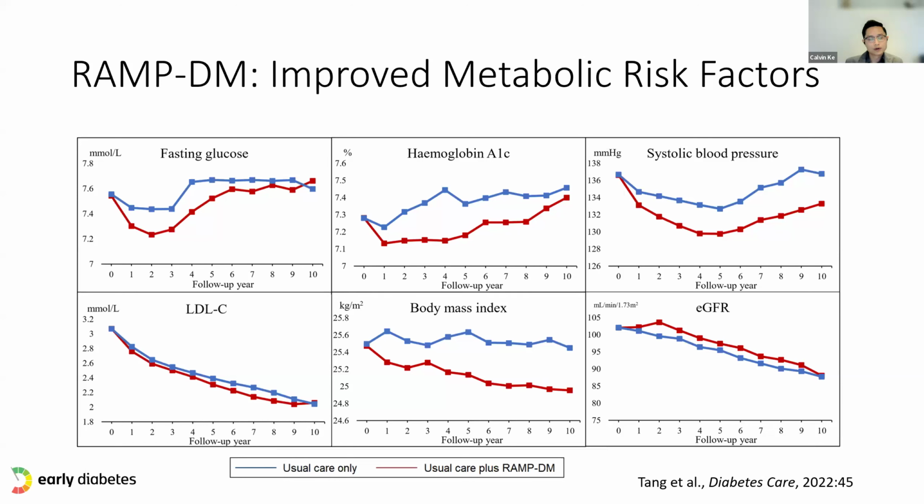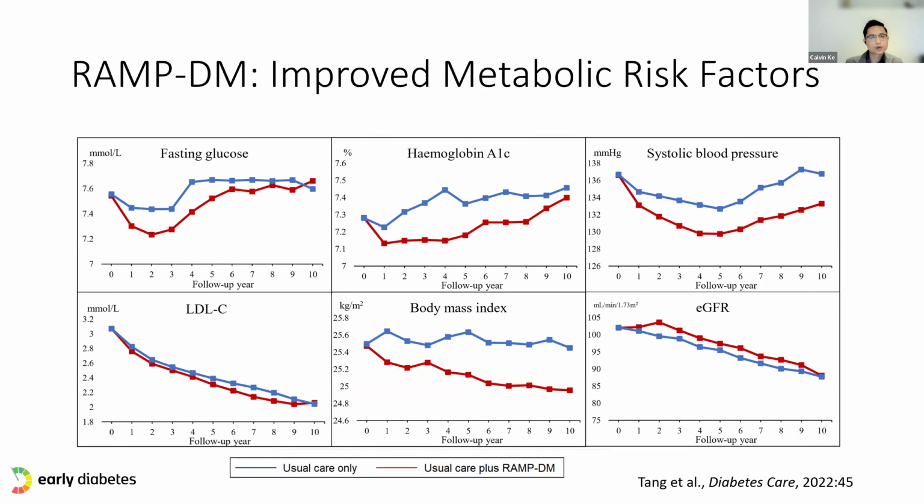In Hong Kong, there have been systematic evaluations similarly of the RAMP DM, and now it's been operational for a long time now. They did a 5-year evaluation. Now there's data just published in Diabetes Care in 2022 of a 10-year evaluation. And they did show that these metabolic risk factors among people who attended usual care plus RAMP DM, all these measures of things that we care about, blood sugar, blood pressure, cholesterol, body mass index, renal function, they did look to be better among people who attended this program compared to people who only attended usual care.